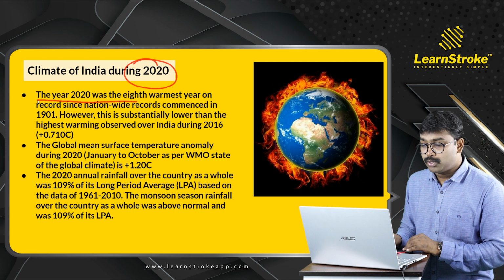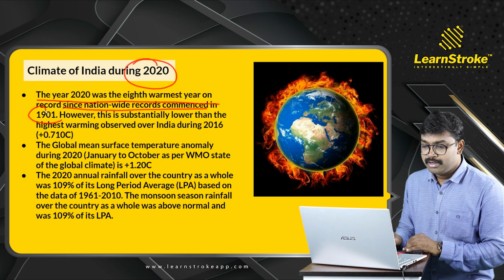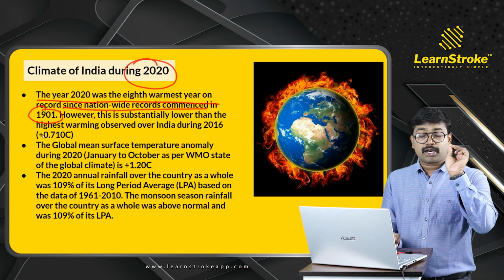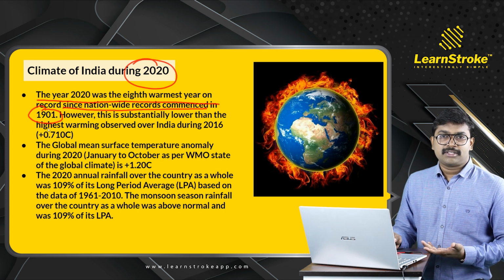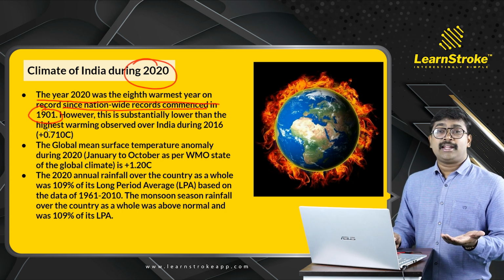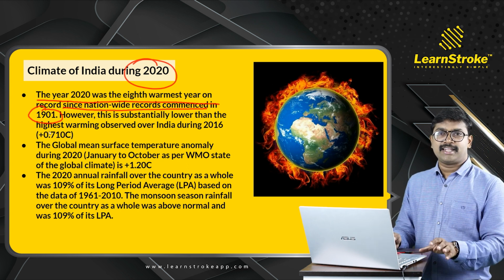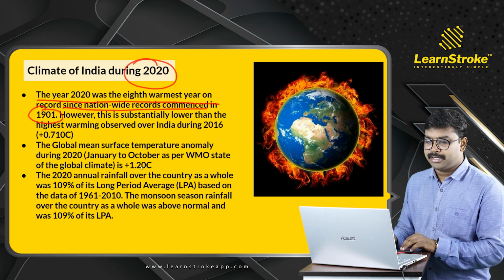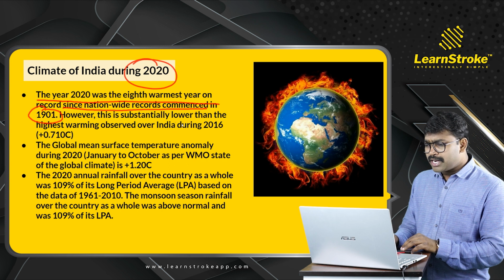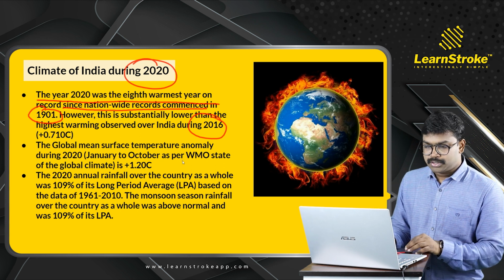The year 2020 was the 8th warmest year on record since nationwide records commenced in 1901. It is the 8th warmest recorded year, 2020. So if you get such questions and statements, you can get this right only if you know the statements. So know the statements. This is why I put 3 statements, so that you can have an idea. 2020 was the 8th warmest year since 1901 and substantially lower than the highest warming observed in India. 2016 was also a big year as far as the warmest year was concerned.